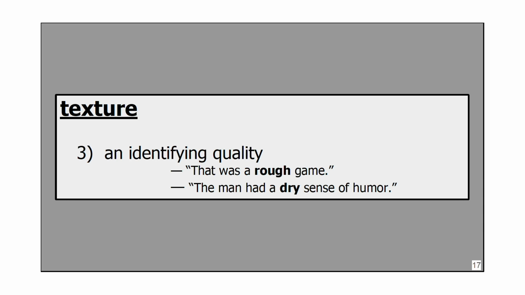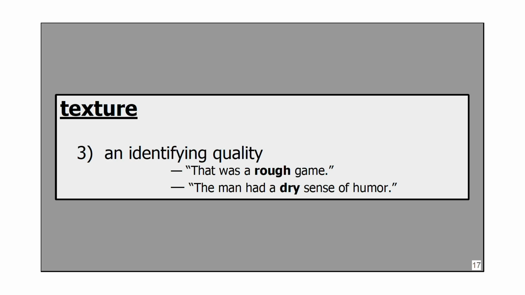Our third definition for texture is this. Texture is an identifying quality. Let's look at the first example of this definition in a sentence. That was a rough game. In this sentence, the person speaking feels that the game was rough. Why do you think this person used the word rough to describe the quality of the game? When we touch something that is rough, the surface tends to be uneven, irregular, or sometimes unpleasant.